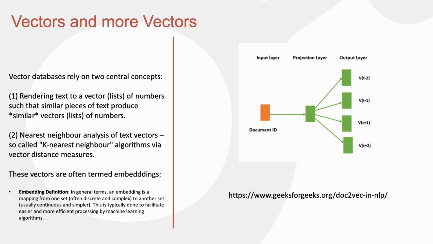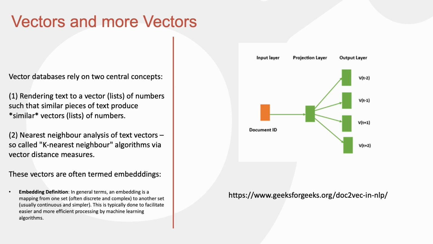Vectors, two central concepts. Rendering text, any piece of text, as a vector, a fancy name for a list of numbers. That means that similar pieces of text produce similar vectors. And that's quite important. You techie people all know about things called hash codes. There have always been algorithms that will take text and turn them into unique numbers, but they won't, if you have two similar pieces of text, turn them into very similar numbers. Indeed, some of them rely on that property.